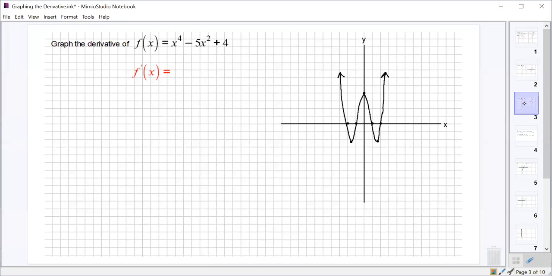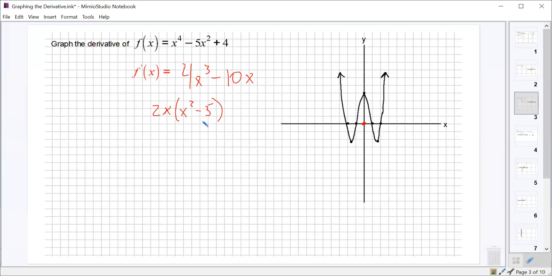Let's do another one. All right, so here we have the function x to the fourth minus 5x squared plus 4. I've already got it nicely drawn here for us. And what's the derivative of this? 4x cubed minus 10x. 4x cubed minus 10x. Okay. And then to figure out how to graph that, it probably is good to figure out x-intercepts first. So 2x, and that gives us x squared minus 5, right? Which means that this derivative should have an x-intercept at 0.